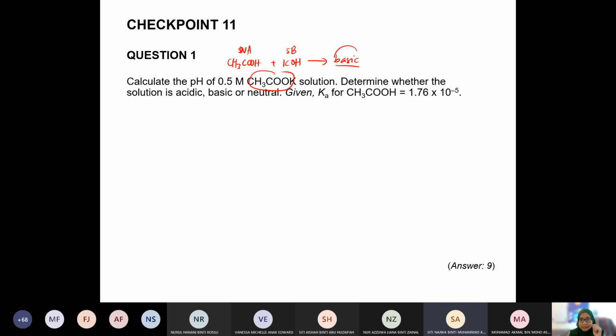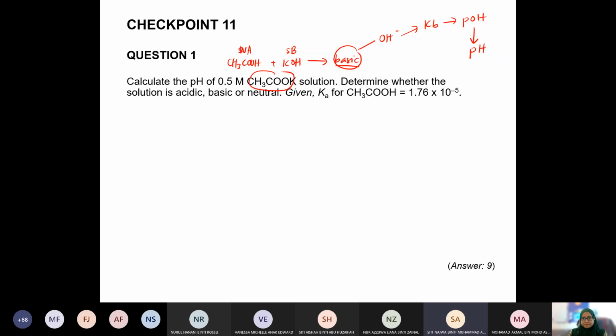Once you have a basic salt, when you write the equation, you should be producing OH-, and then you will need Kb, and then later you will calculate for pOH, and then lastly only you can calculate for pH. So that's the plan, that's the strategy.